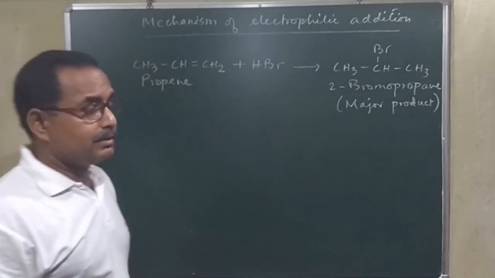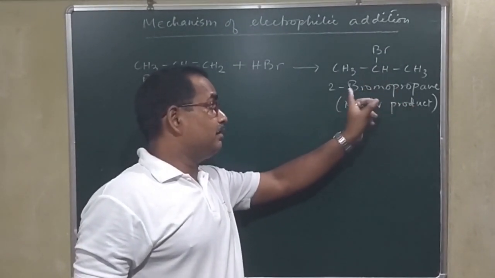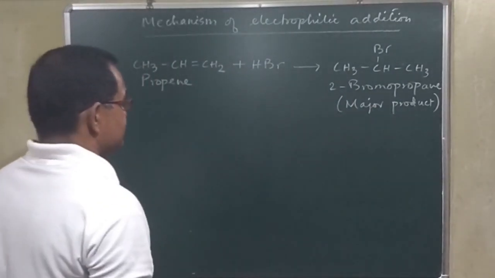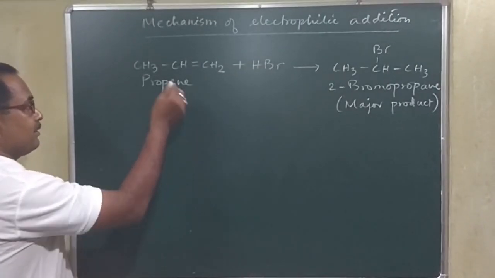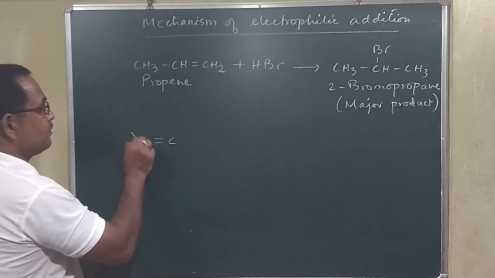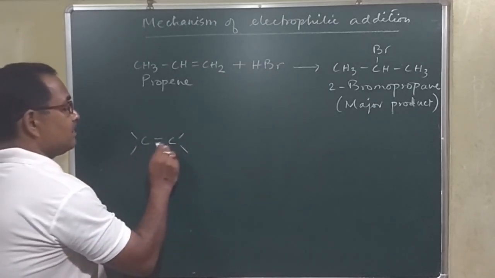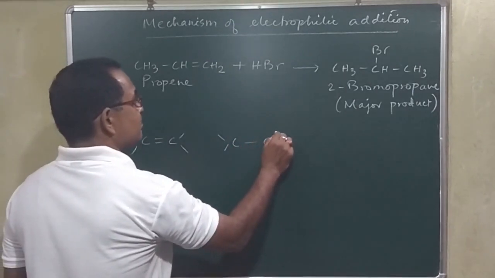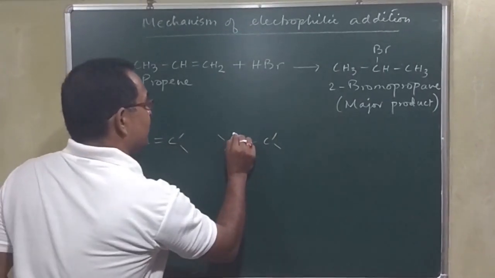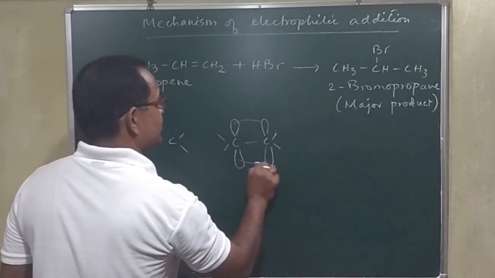Another product is possible. That product is the anti-Markovnikov product. This is the Markovnikov product. The anti-Markovnikov product will be 1-bromopropane. That product will also form to some extent. See what will happen here. This is the olefinic double bond, so C double bond C. What is this double bond? This is actually, there is a sigma skeleton. It is planar. Now above and below the plane, there is a pi bond.